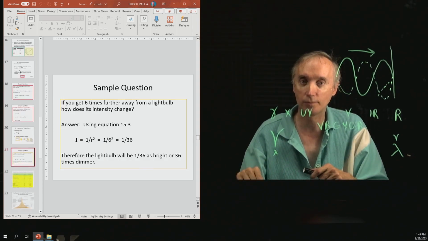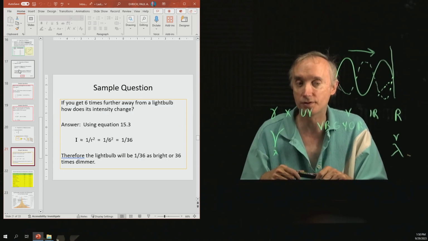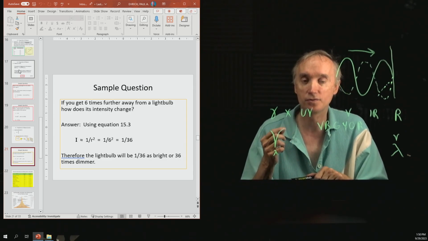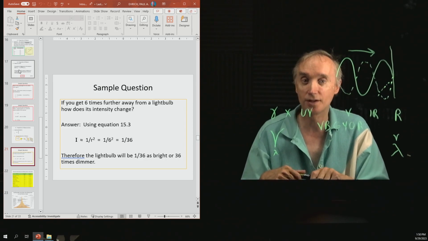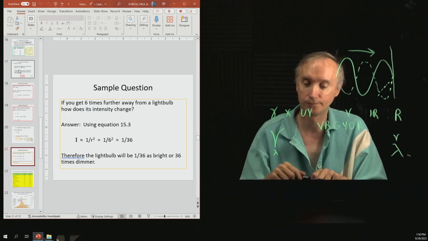For example, here's a question. If you get 6 times further away from a light bulb, what happens to its intensity? Don't say that it gets 6 times dimmer, because what do you have to do to the R? It's squared. So 6 times 6 is 36. So it's going to get 36 times dimmer as it gets 6 times further away from you.